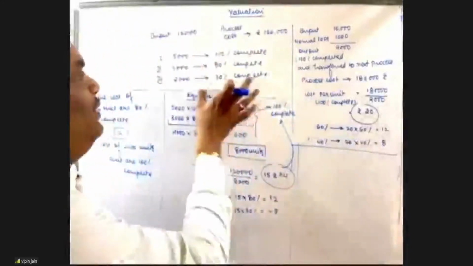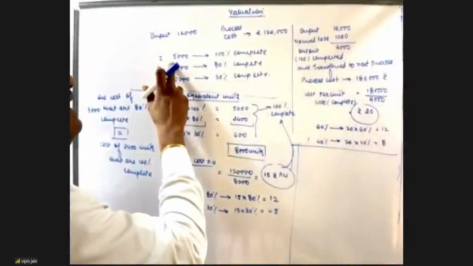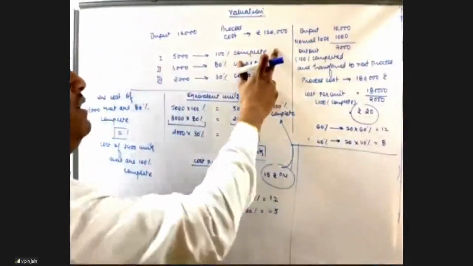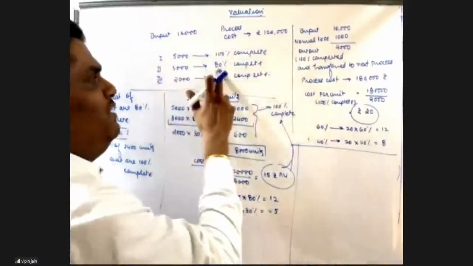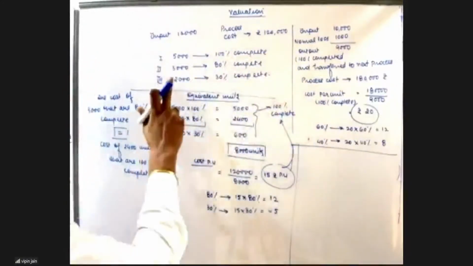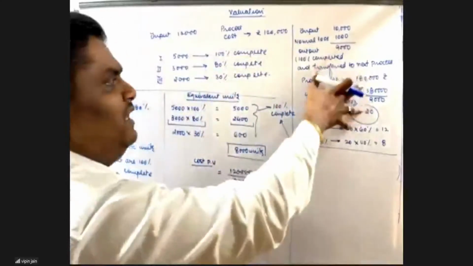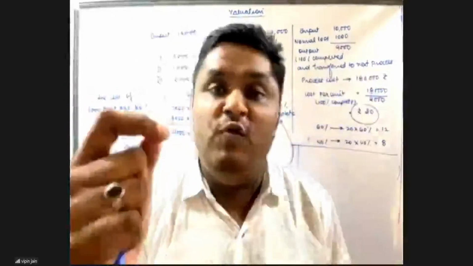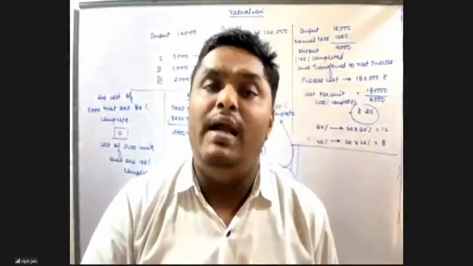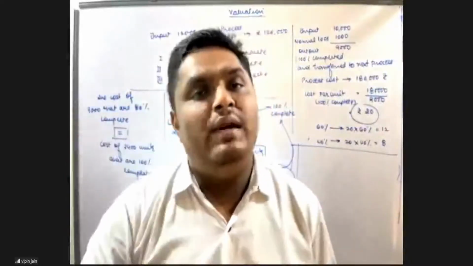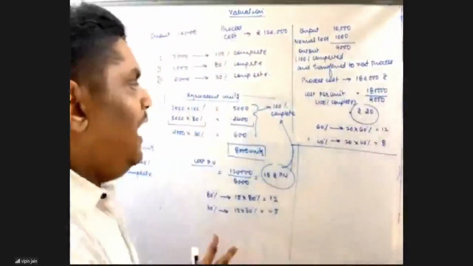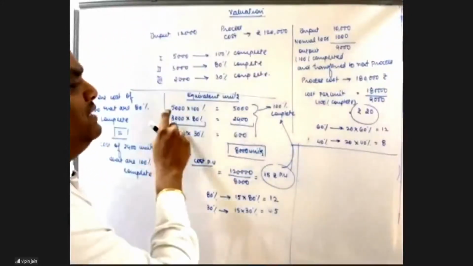We are getting the output in three categories, wherein we are getting 5,000 units that are 100% complete, 3,000 units that are 80% complete, 2,000 units that are 30% complete. So this method will not apply. We have to first calculate the equivalent number of units and then we will calculate the cost per unit. So how to calculate equivalent number of units?